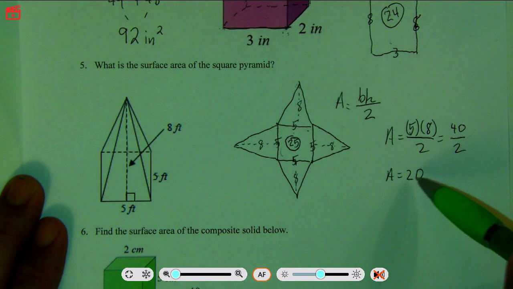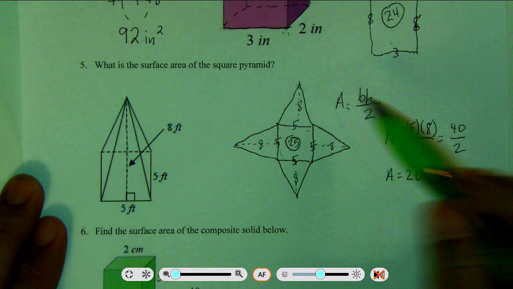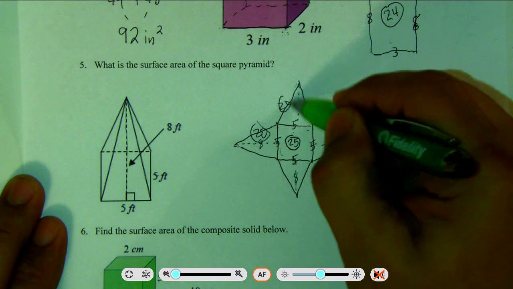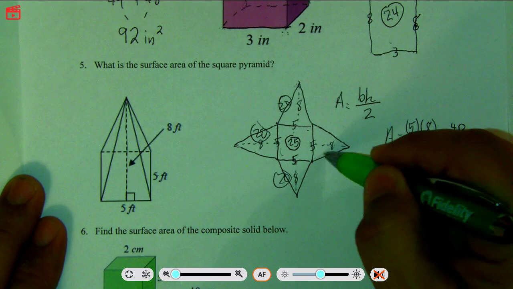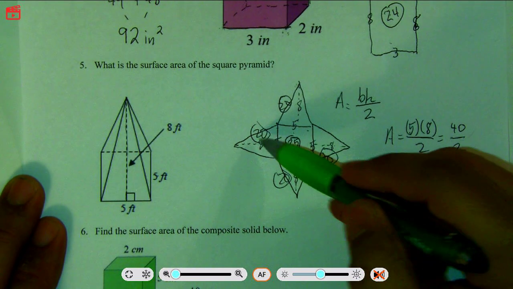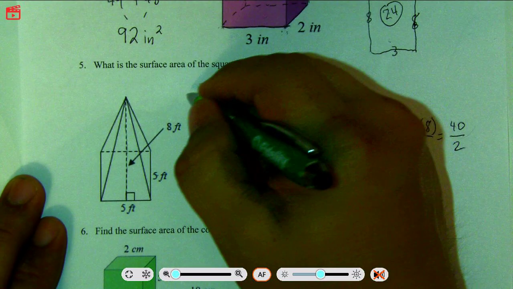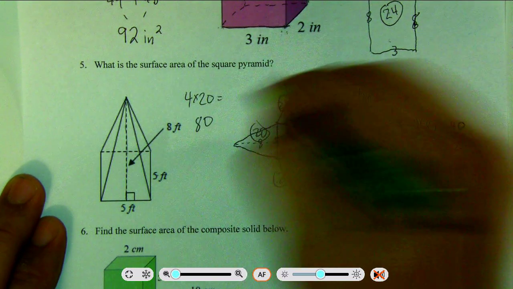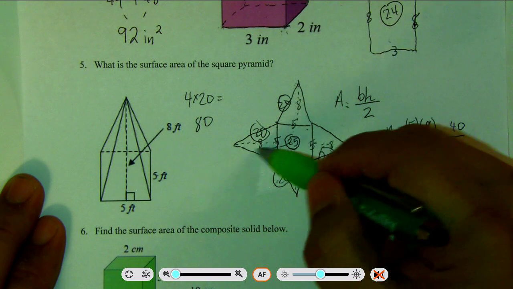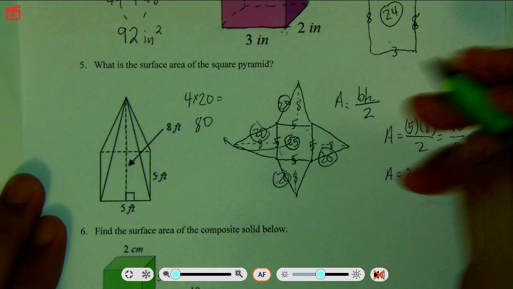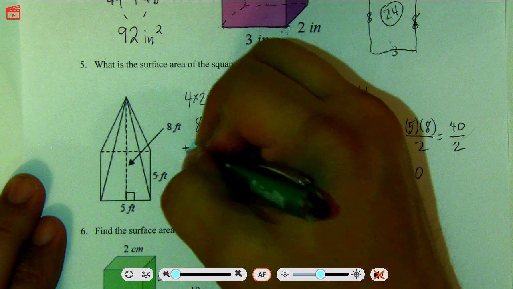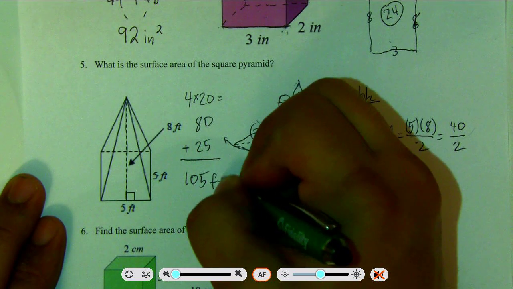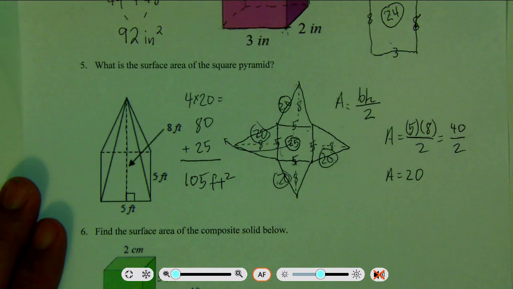Now I'm not going to do this 4 times. They're all very clearly the same size. So each of these is 20. I'm writing it off to the side just for the sake of space. So 20, 40, 60, 80, or we can just do quickly 4 times 20. That's the 4 triangles plus the square we can't forget about. We have to include that. So the surface area of this pyramid is 105 square feet, or feet squared.